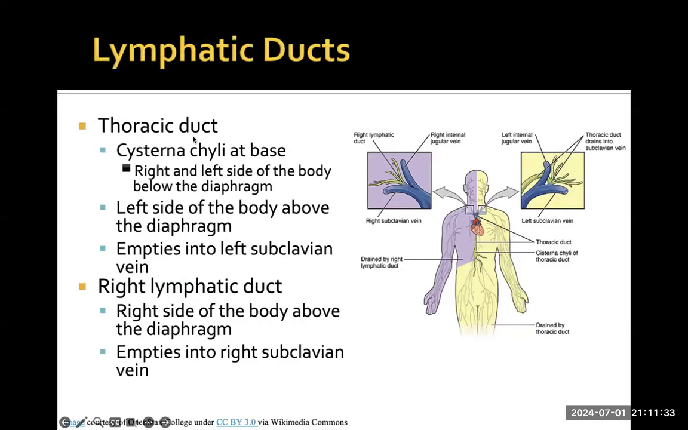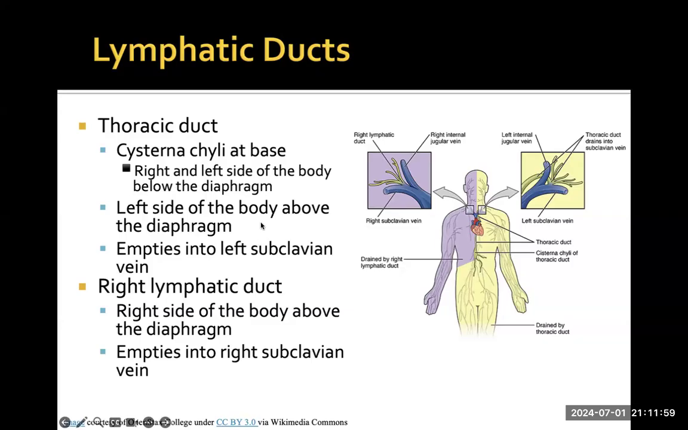From there, you're going to go into the thoracic duct. So the subclavian veins have been blown up, but you can see how they're going to be draining into the thoracic duct there. And the thoracic duct has a component that's called the cisterna chyli. It's going to be at the base of the thoracic duct, and it kind of just bulges out a little bit. So it's going to sit to the right and left side of the body below the diaphragm.